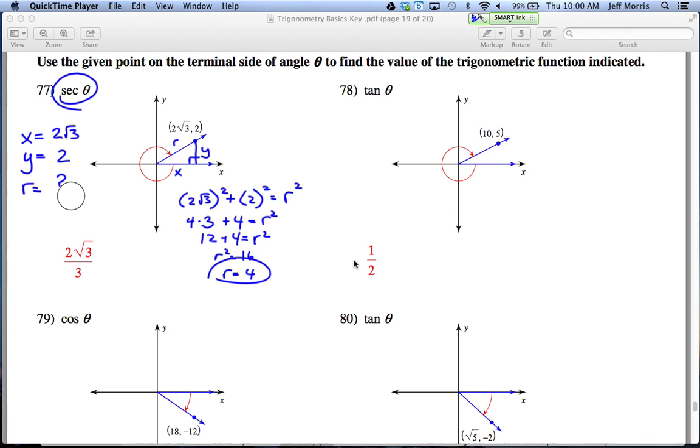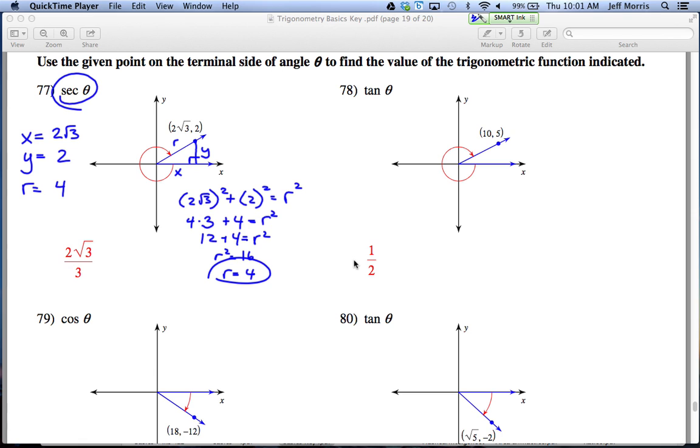Now we know r. I can find any of the 6 trig ratios that I want if I know x, y, and r. Actually, you can find 2 of them without r. You can find tangent and cotangent without r, because tangent's y over x and cotangent's x over y. Make sure you have it memorized by tomorrow. Sine is y over r, cosine's x over r, tangent's y over x. Cosecant's r over y, secant's r over x, and cotangent is x over y. You need to have all 6 of those memorized by tomorrow.